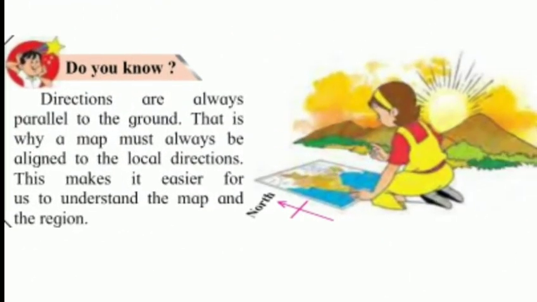Now students, coming to page number 83. See, do you know? Directions are always parallel to the ground. That is why a map must always be aligned. Aligned means in a straight way to the local directions. This makes it easier for us to understand the map and the region.